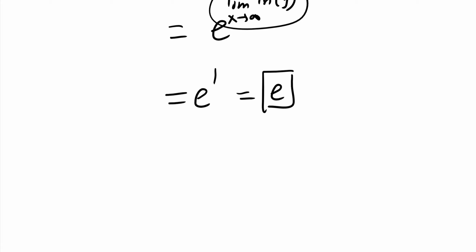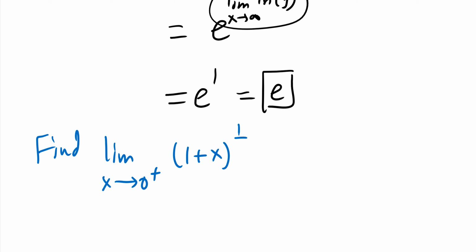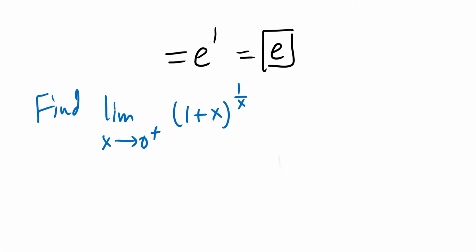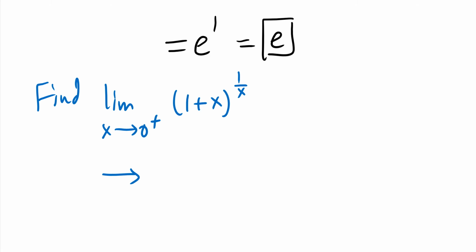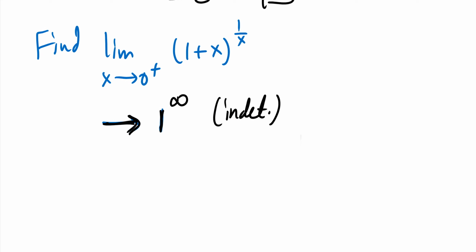What about if we are asked to find the limit as x approaches 0 plus of (1 + x) to 1 over x? Similar to the previous one, but this will be different. If you plug in the limit, 1 plus 0 is 1, so that goes to 1. 1 over 0 plus as a limit is infinity. This is not 1. This is an indeterminate form.